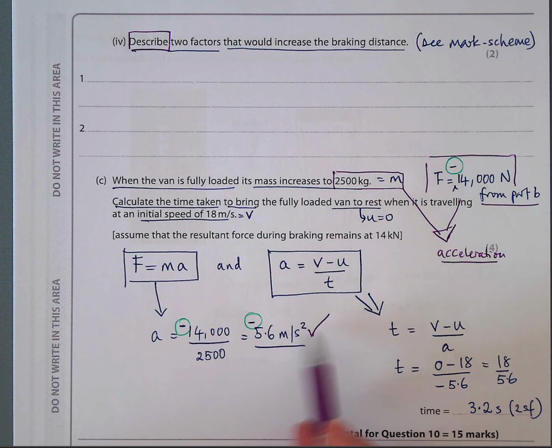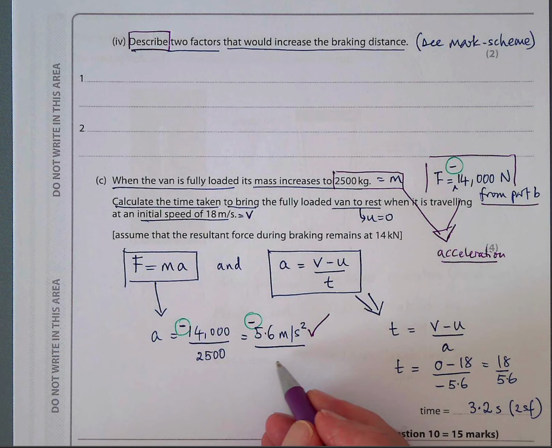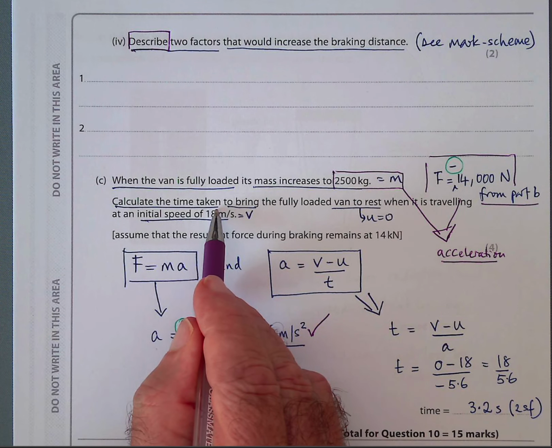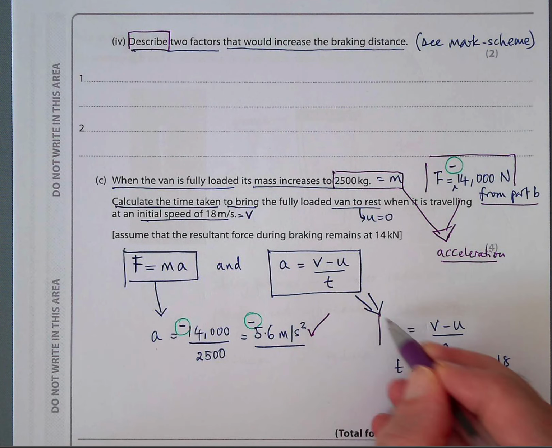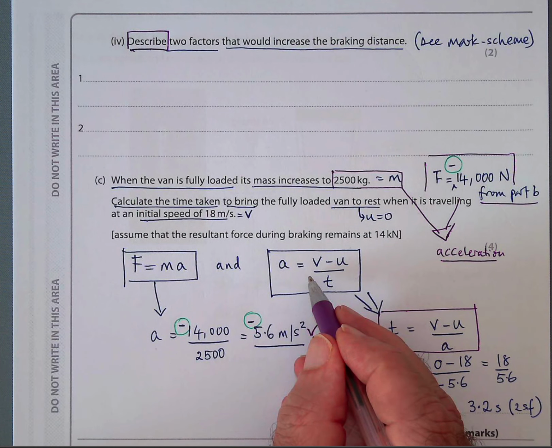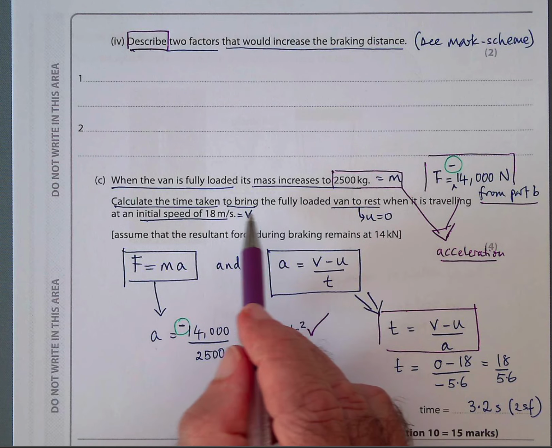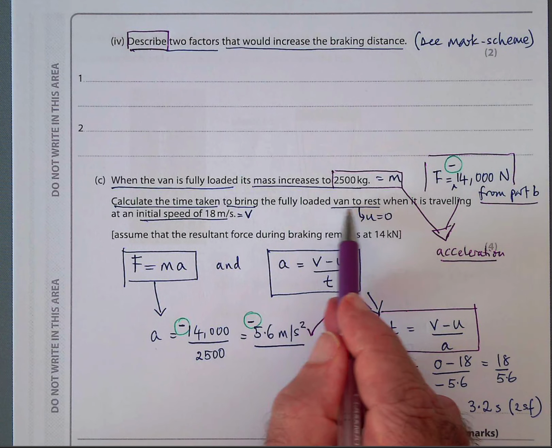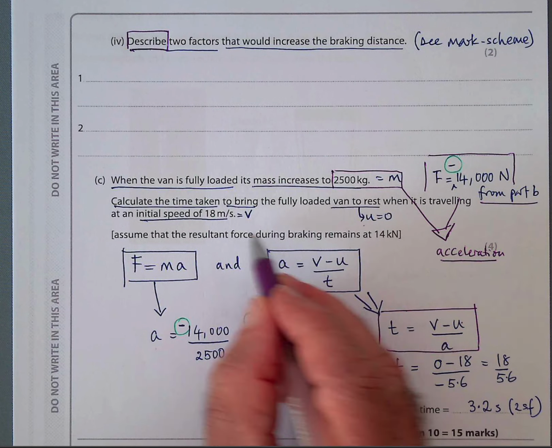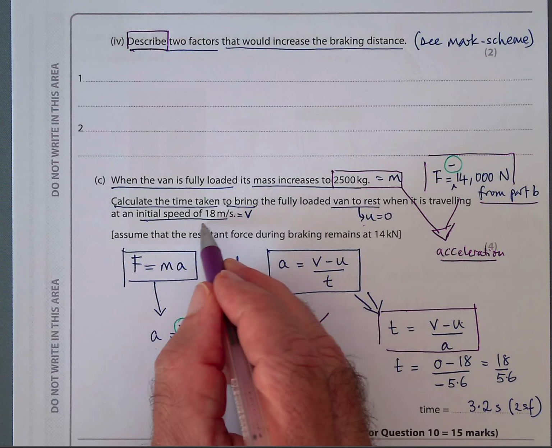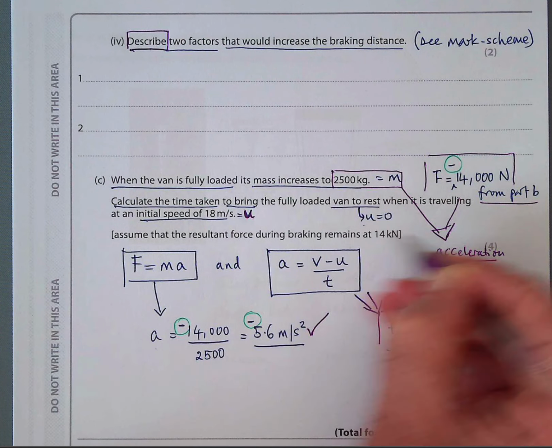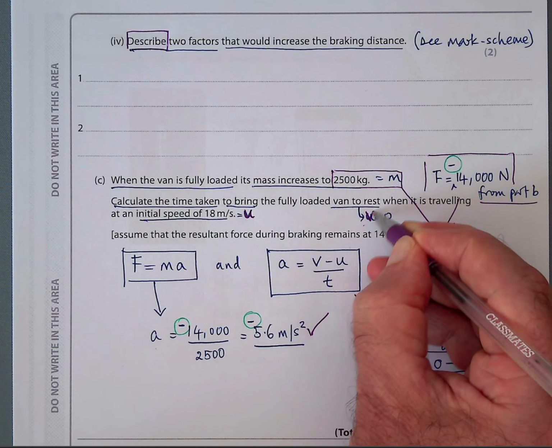So once you've got that, you've got the acceleration. We know A, so this is A. And then calculate time taken. So again, they want you to work out time. And this time, you're changing this equation to work out time, because they've said for it to come fully to rest. So V must be 0, and initially it was going, U is 18, and V is 0.